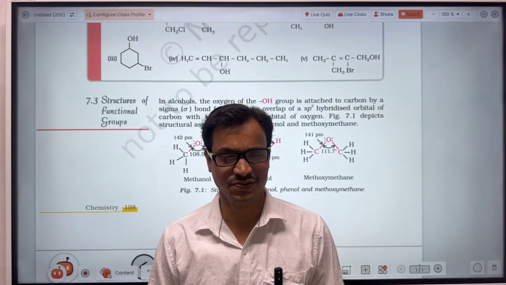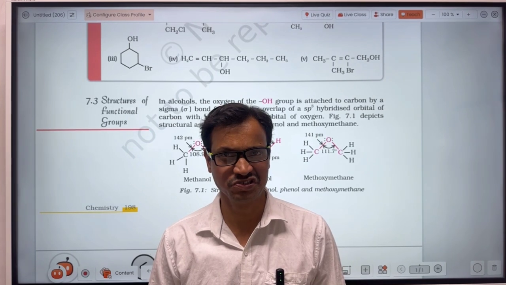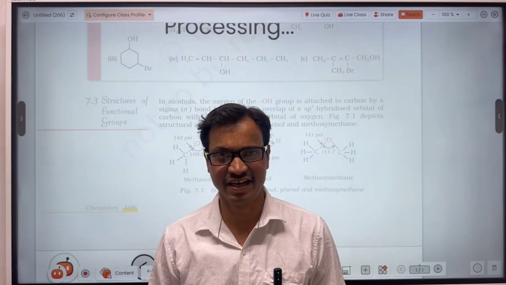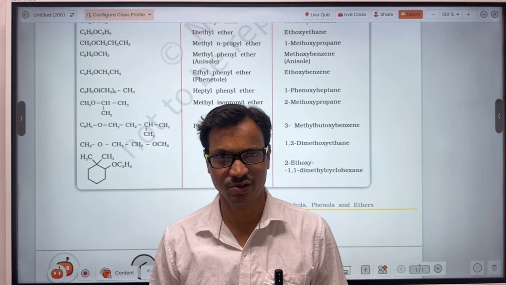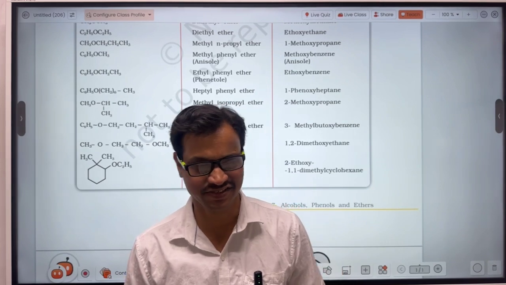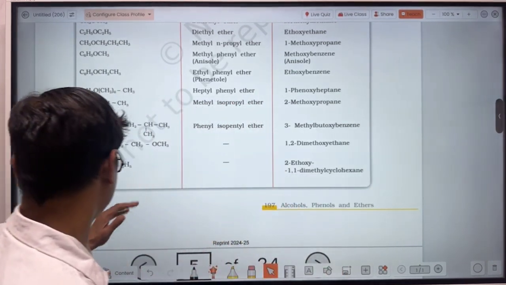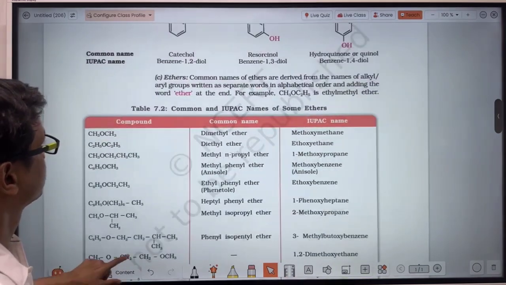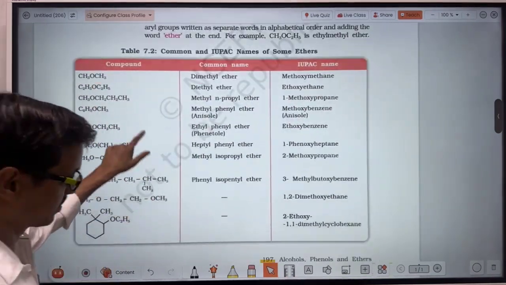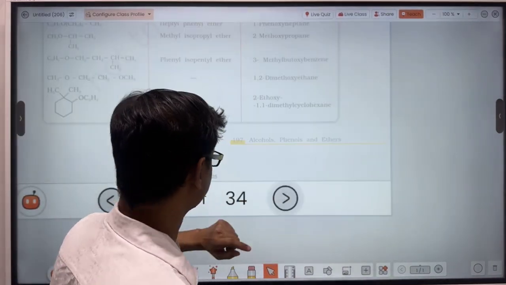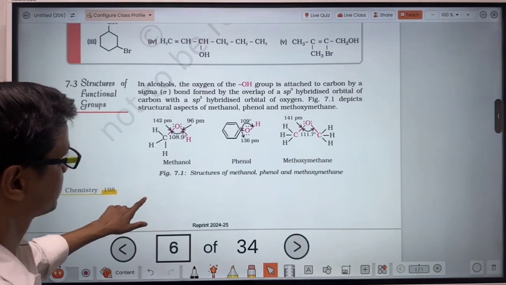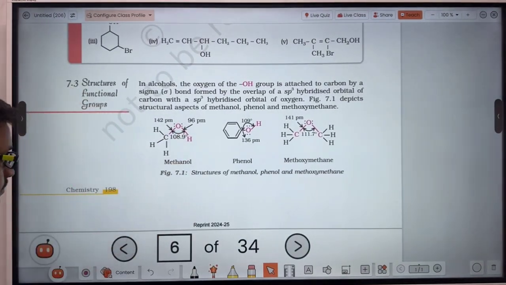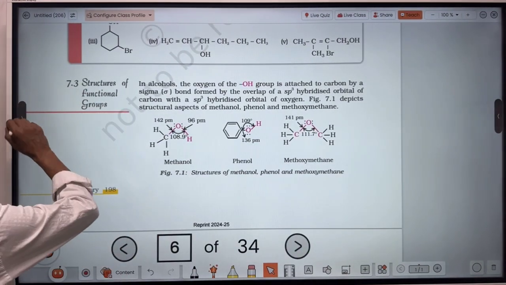In the last class, we discussed the nomenclature and isomerism in alcohols, phenols and ethers. Now we will discuss the structure. We will discuss the structure of the functional groups in alcohols, phenols and ethers. Now let's see about this one.